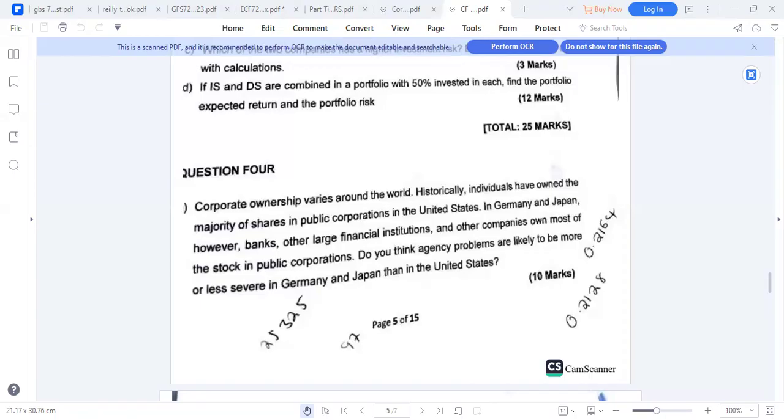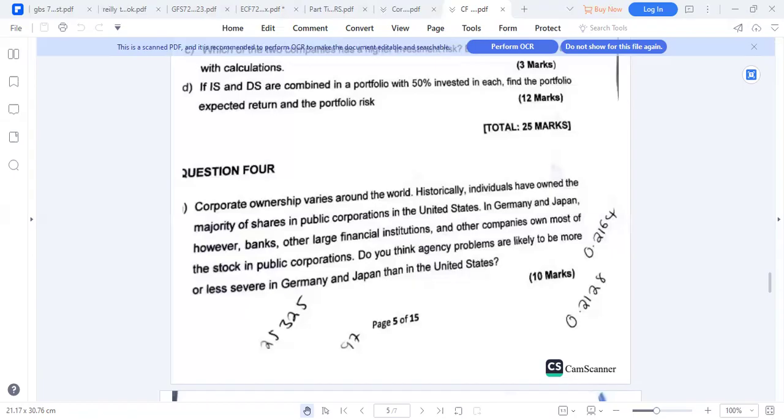Okay, so the likelihood of agency problems being more or less in Germany, Japan, and the US depends on a number of factors. These include corporate structures, corporate governance practices, and cultural norms. So we can analyze the scenario of Japan and Germany.